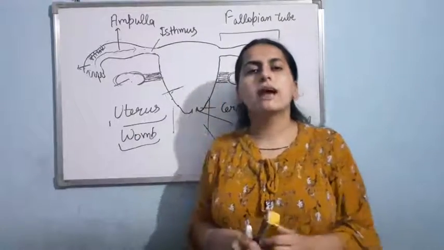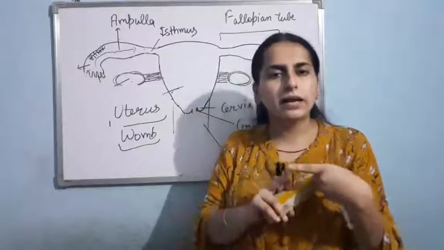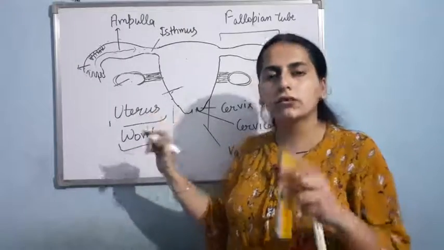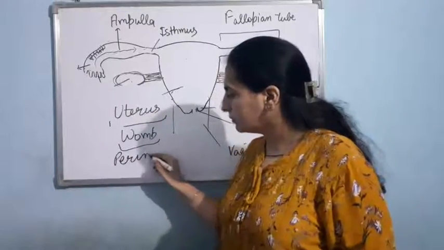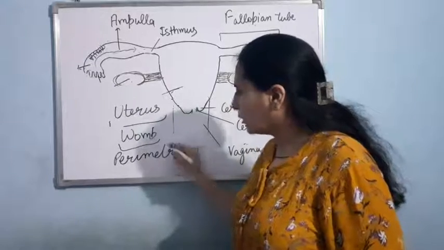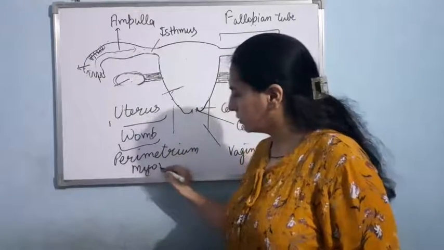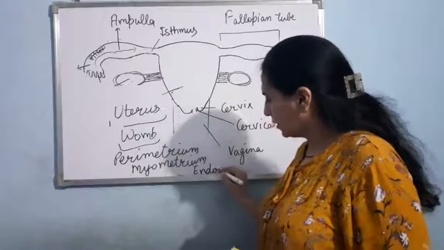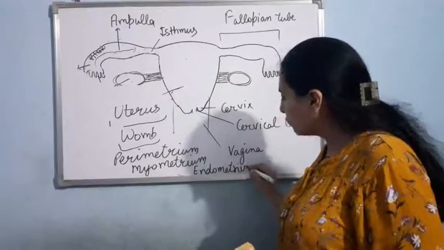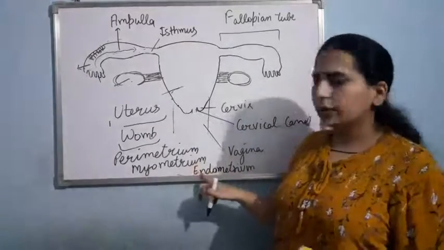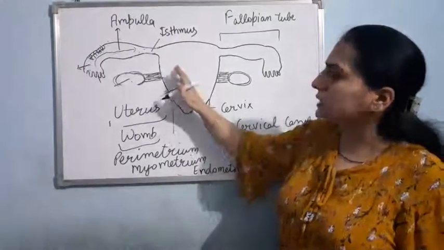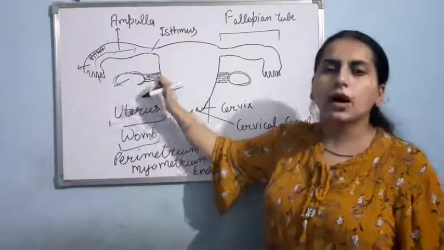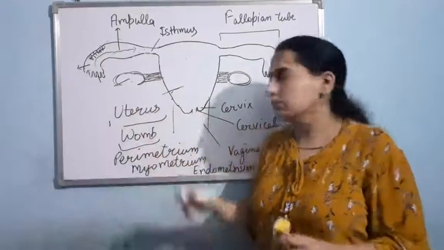Now the uterus is having three linings: perimetrium, myometrium, and last one is endometrium. From the name you can imagine which one will be the inside. Endometrium. So endometrium is inside. In the middle we are having myometrium, and at the outer end we are having perimetrium. Now let me draw it.